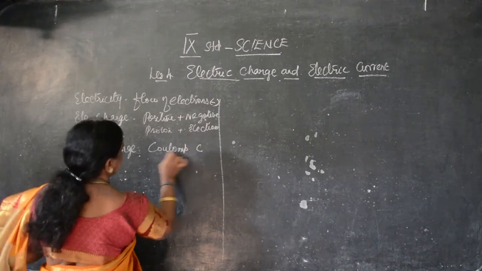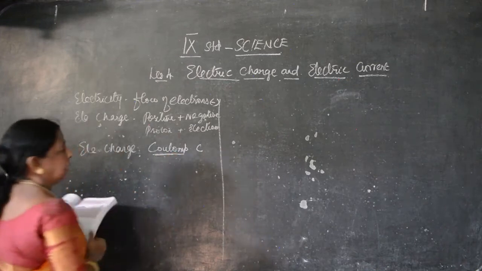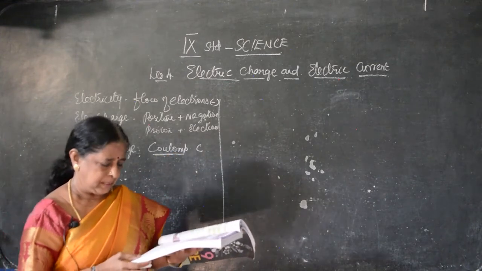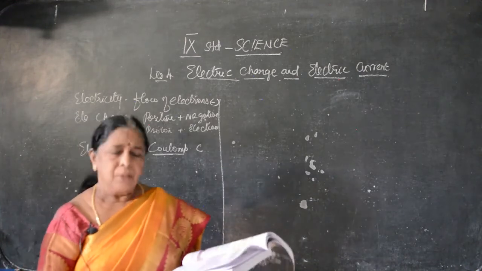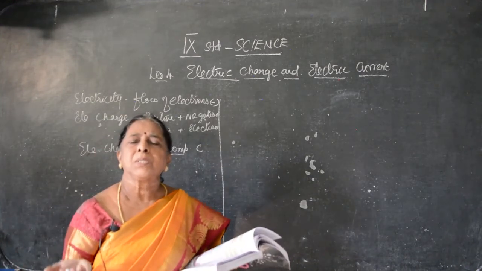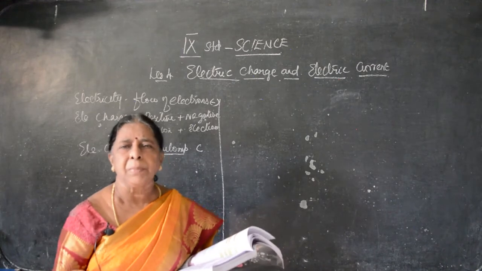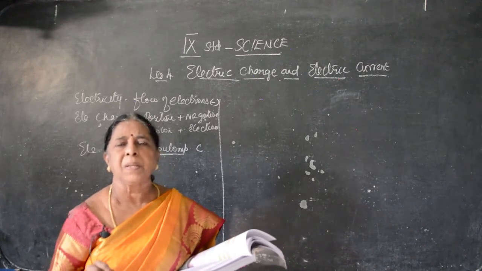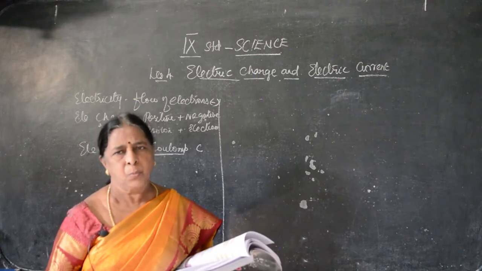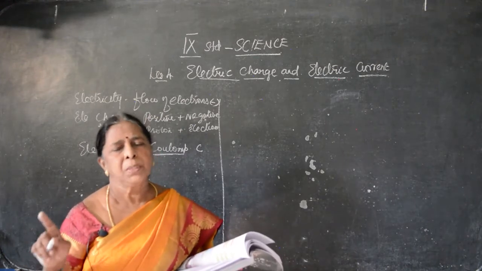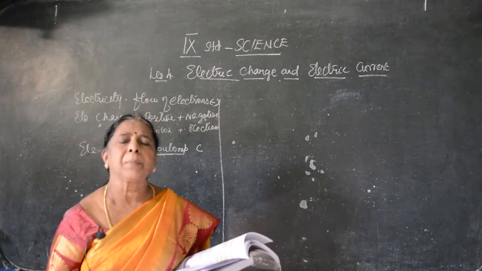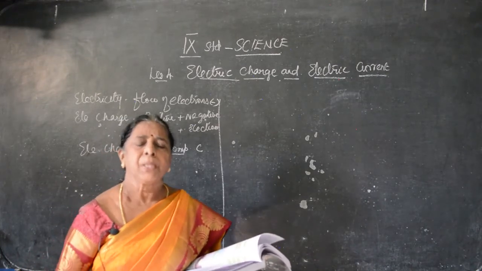You can say shortly C. Electric charge: the SI unit of electric charge is Coulomb, C. Clear? We have studied this already. The charge of the electron is negligible. Negligible means it cannot be counted, because it's 0.1, not even 1. Proton is plus 1. Neutron also is a charged particle. So that's why, while calculating atomic mass, we consider proton and neutron.